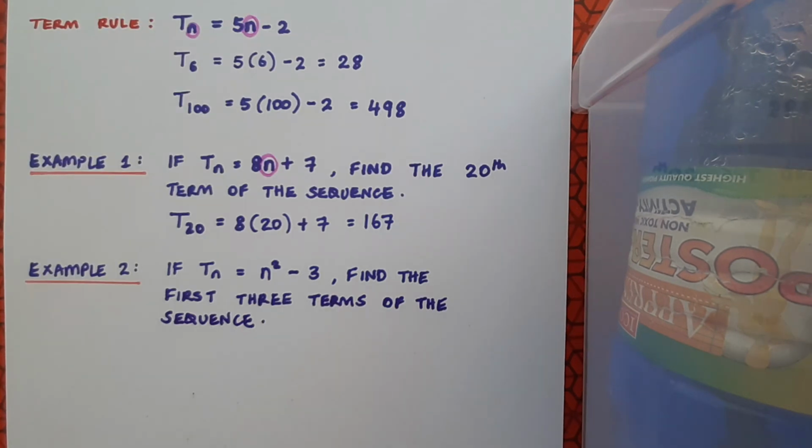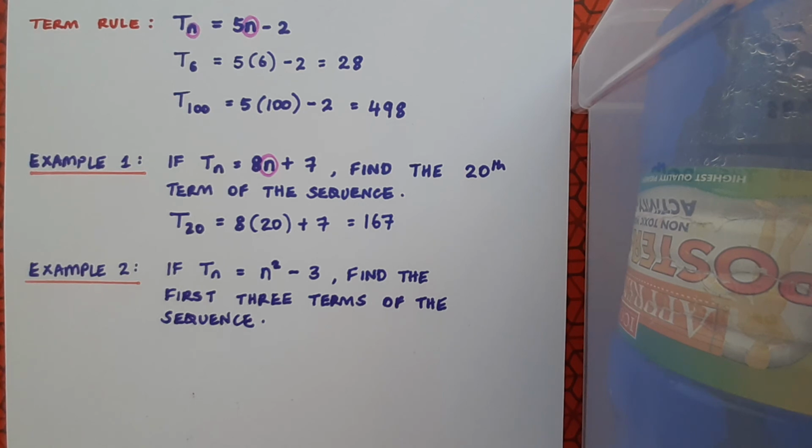Here's my second example. Again, I don't have any actual sequence listed out for me, but I do have the term rule. And this time the term rule is Tn equals n squared minus 3. And I'm asked to find the first 3 terms of the sequence. So what are they asking me for here? Well, the first 3 terms of the sequence will be T1, T2, and T3. So I want to work those out.